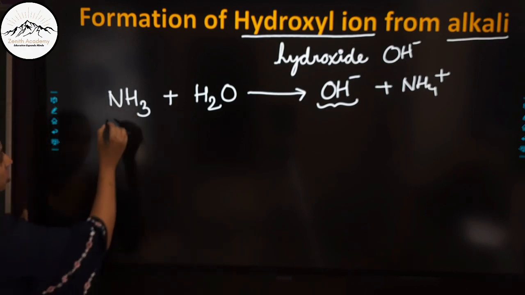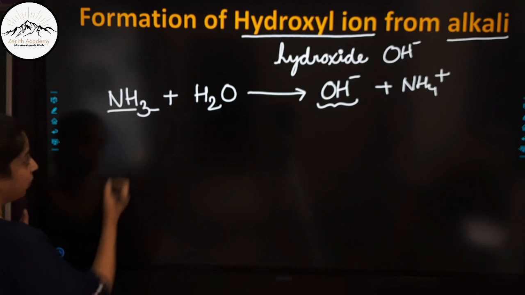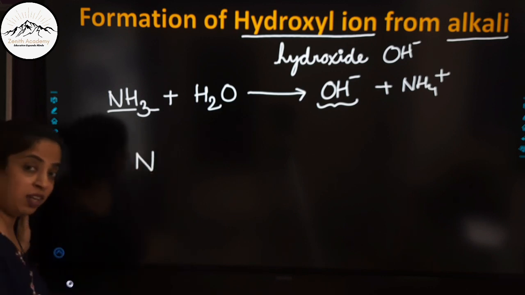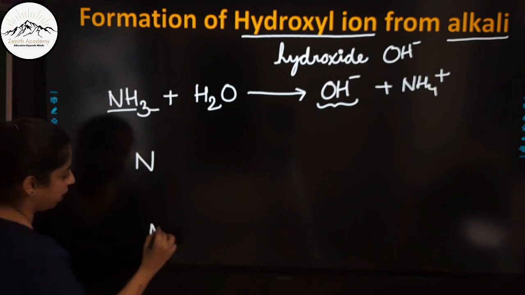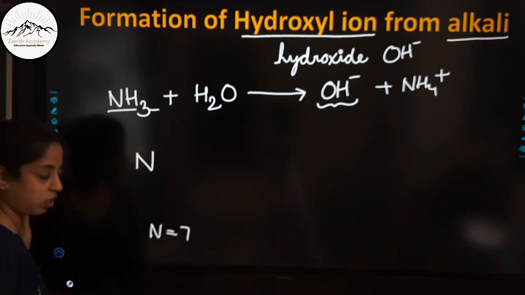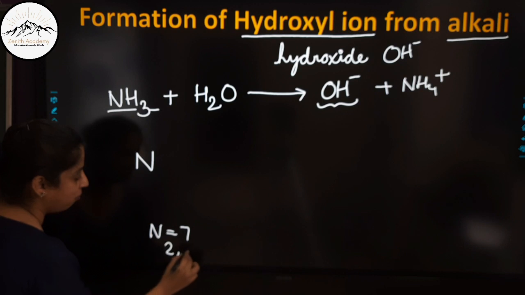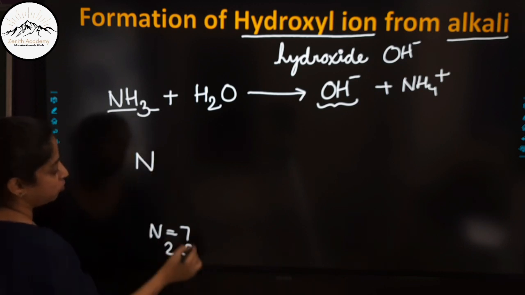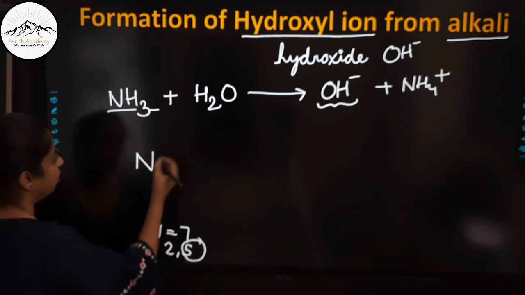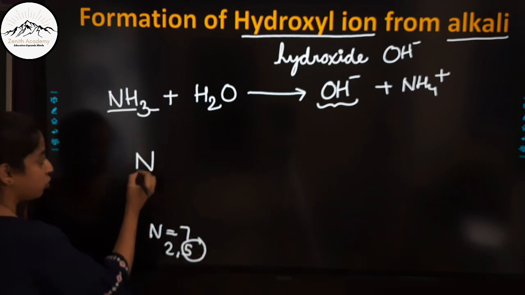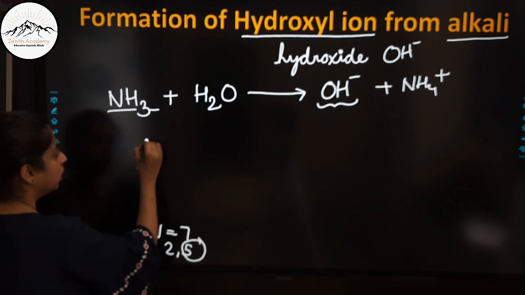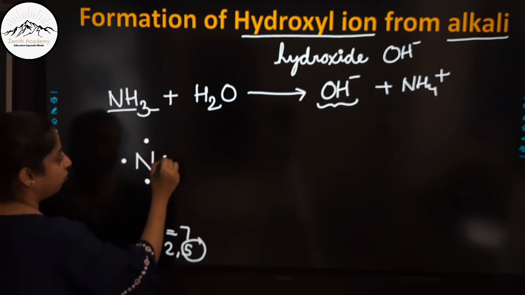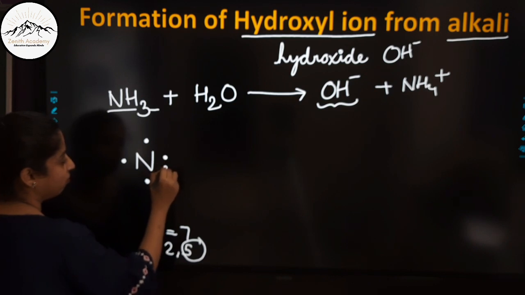First let's go ahead with the formation of ammonia. Now nitrogen, we all know that the atomic number of nitrogen is 7. So if nitrogen is 7, what will be its electronic configuration? 2, 5. So how many electrons will be there in the outermost shell? 5. So let us draw 5 electrons in the outermost shell: 1, 2, 3, 4 and 5.